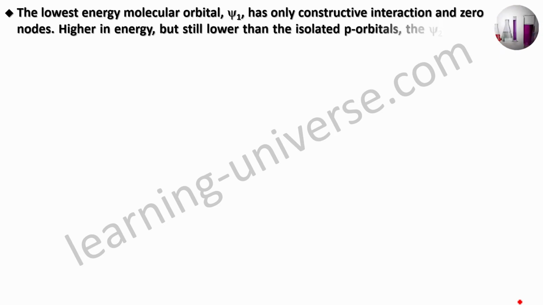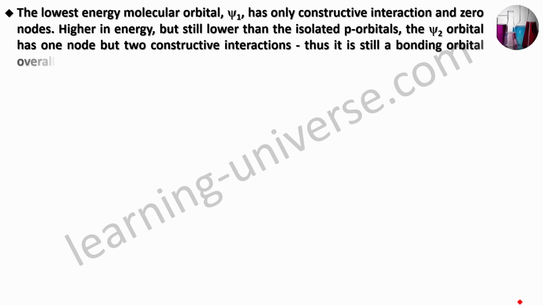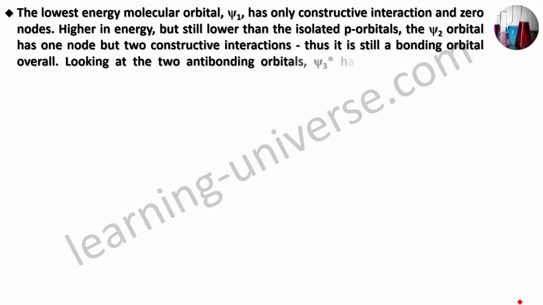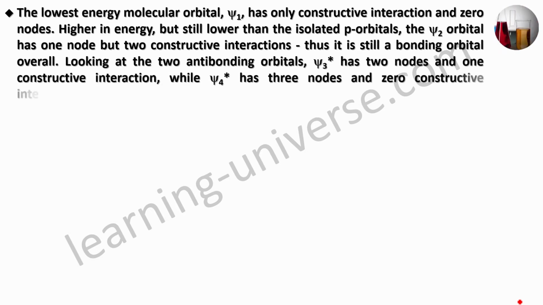So, let's describe what we saw. The lowest energy molecular orbital, psi1, has only constructive interaction and 0 nodes. Higher in energy but still lower than the isolated p orbital is psi2, which has 1 node but 2 constructive interactions. Thus, it is still a bonding orbital overall. Looking at the 2 anti-bonding orbitals, psi3 star has 2 nodes and 1 constructive interaction, while psi4 star has 3 nodes and 0 constructive interactions.